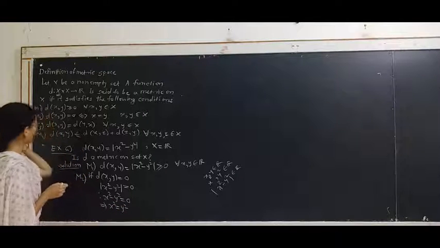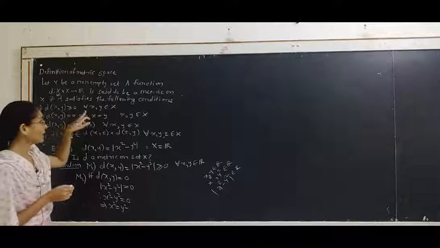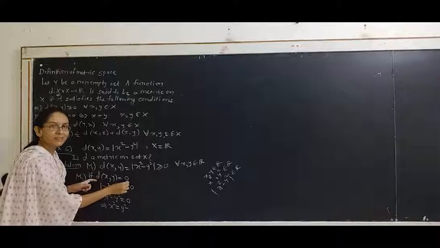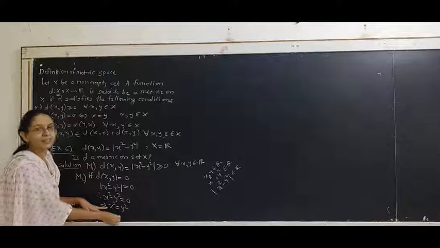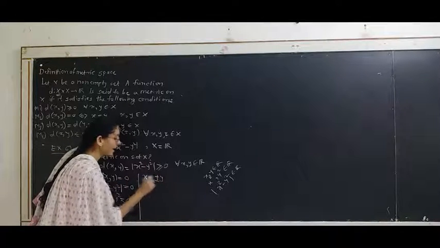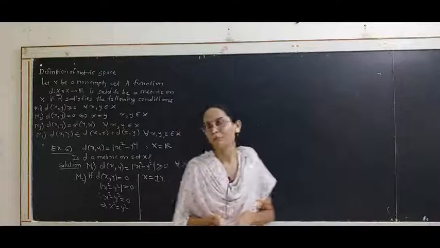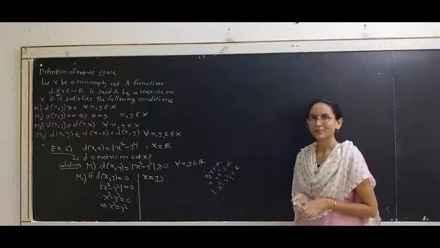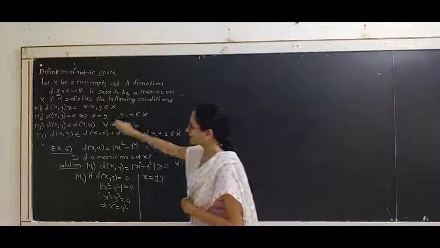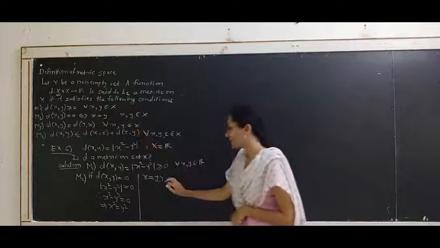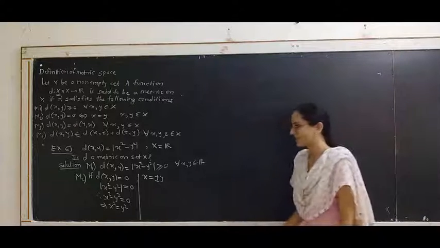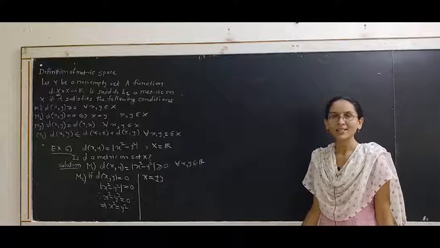What is the M2 property? d(x,y) is 0 if and only if x is equal to y. We considered d(x,y) equal to 0 and we are getting x square is equal to y square. This means what? x is equal to plus or minus y, because any square root has always two values, plus and minus. For d to be a metric on set X, we must have x equal to y only, and here we are getting the second possibility as x equal to minus y. Hence we cannot say that d(x,y) equal to 0 implies x is equal to y.